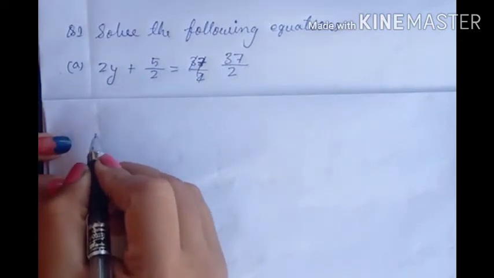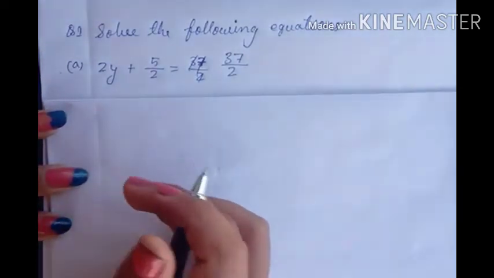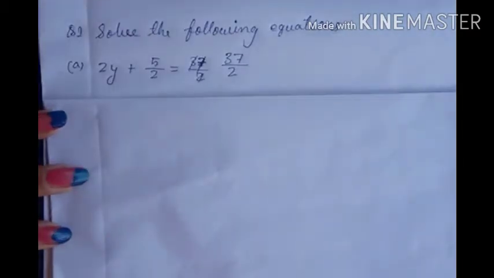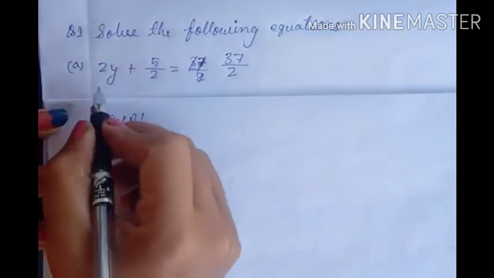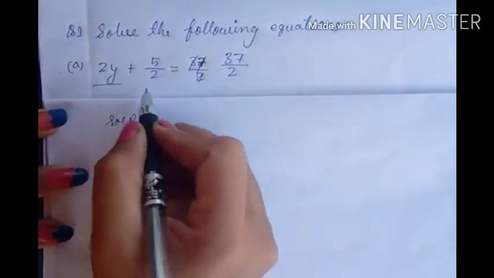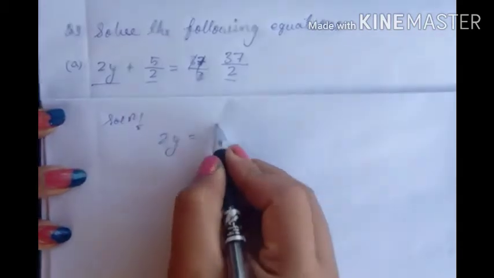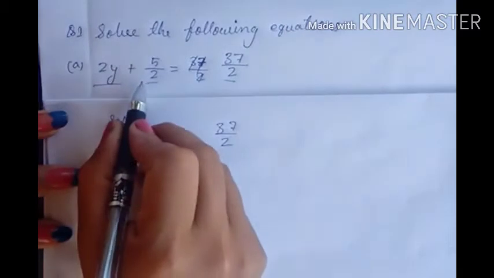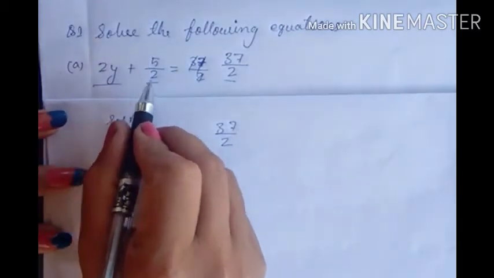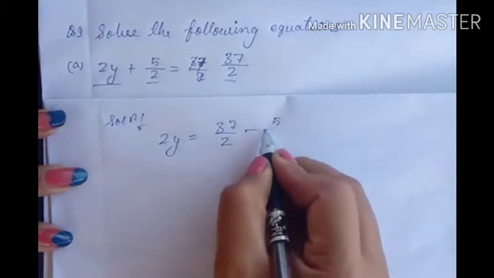Solving an equation means separating the variable and the constant. Only the alphabet will be on one side and the constant will be on the other side. Here we can see the variable: 2y is the variable, and these are the constants. Now keep 2y here, then 37 upon 2. After that, 5 upon 2 will go to the right hand side. Here it is plus, so it will become minus 5 upon 2.